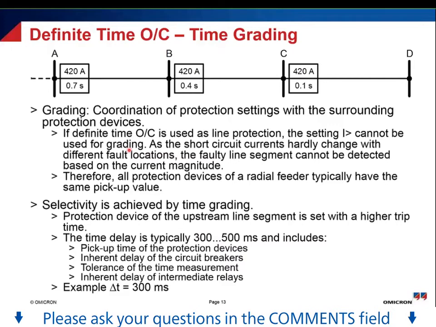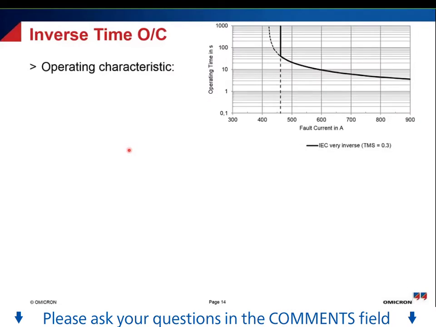Okay, so now we know how the definite time overcurrent is set and how the time grading really works. But we did not focus yet on the inverse overcurrent. So let's have a look at the inverse overcurrent characteristic. Here you see the tripping characteristic of such an IDMT curve, with the current here and the time here. And the higher the current, the shorter the trip times.